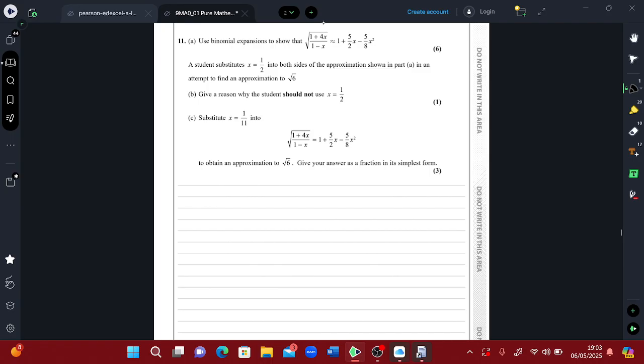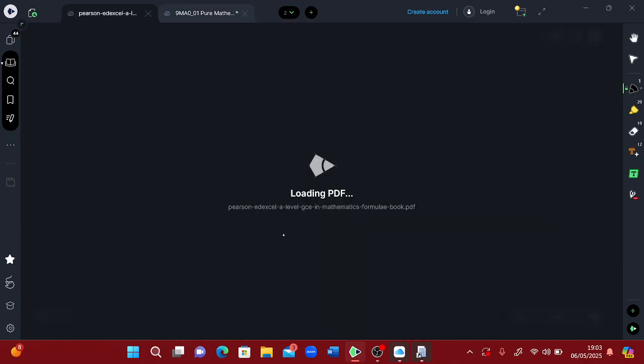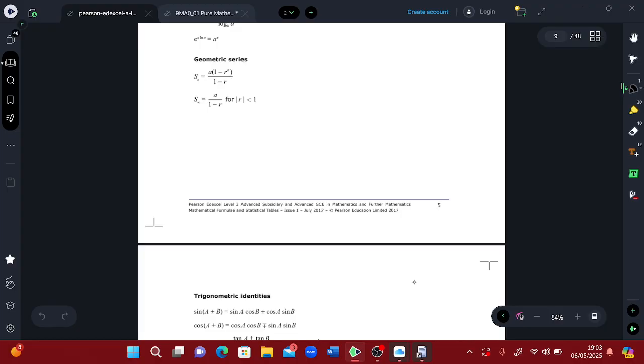So 11, 11, 11. All 6 marks. So very clearly it's a binomial expansion one. So when you've got binomial, you really should be aware of the formula for this, which is in the formula sheet. So the formula you're expected to work with, if it loads. Have we got it? Nice.